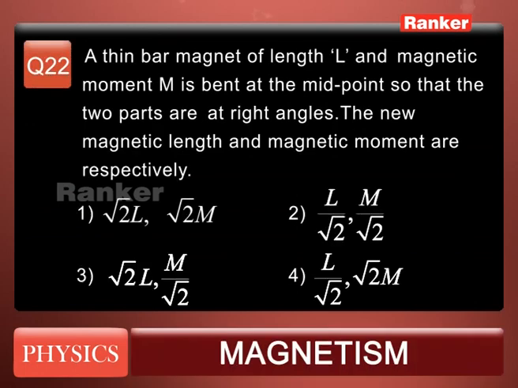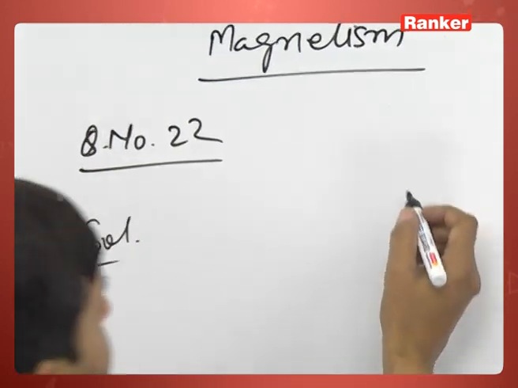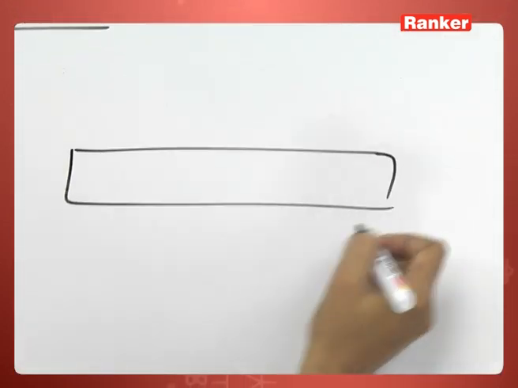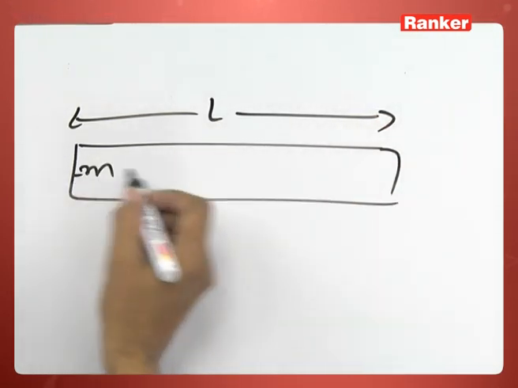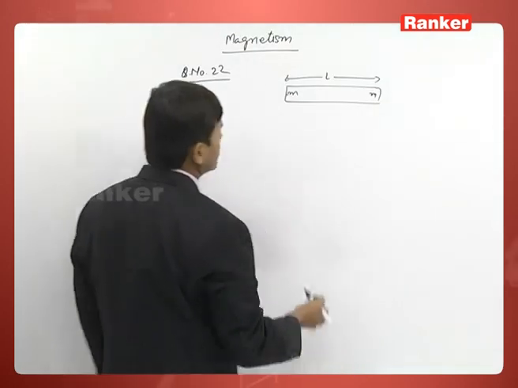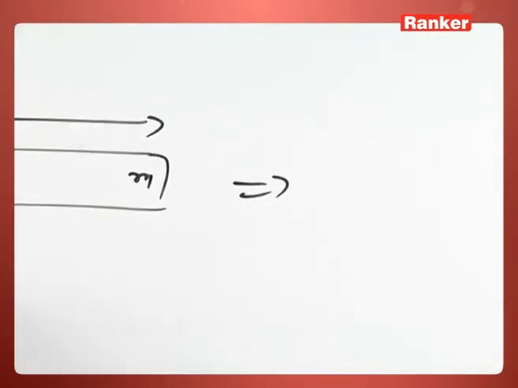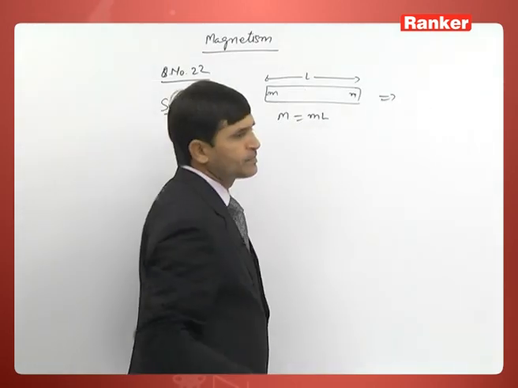Question number 22. A thin bar magnet of length L and magnetic moment M is bent at the midpoint so that the two parts are at right angle. The new magnetic length and magnetic moment are respectively. See, as per the question, initially the length of the magnet is L and the pole strengths are minus m and m. Now the magnetic moment initially we can say is m into L.